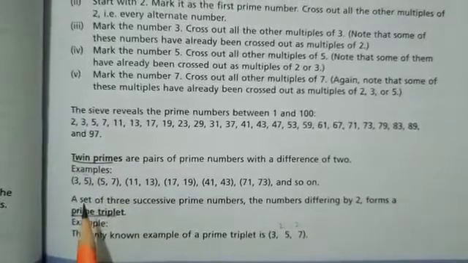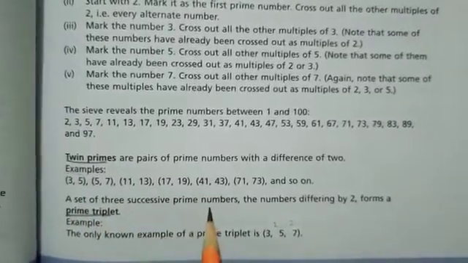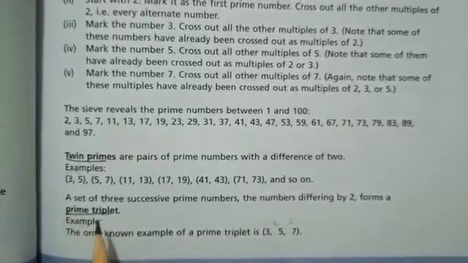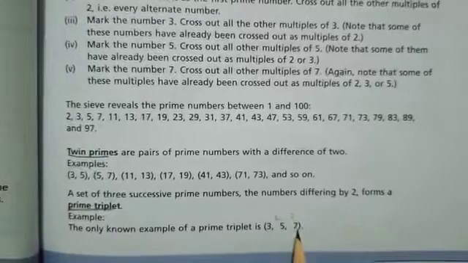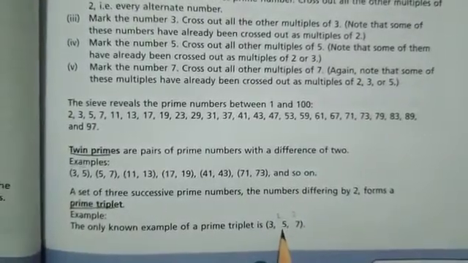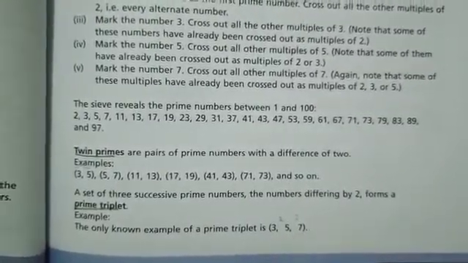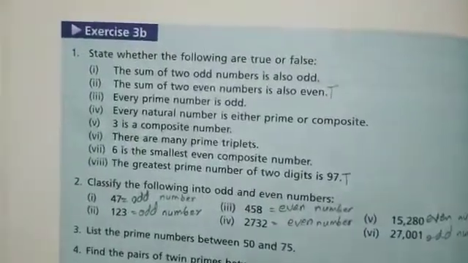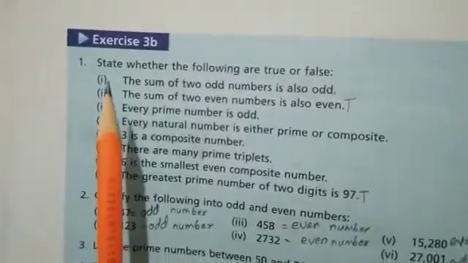Triple prime: a set of three successive prime numbers. The numbers differ by 2 to form a prime triple, for example 3, 5 and 7. The difference is 2. This is a triple prime. Okay, now we solve exercise 3B. In page number 42, exercise 3B, now we start.